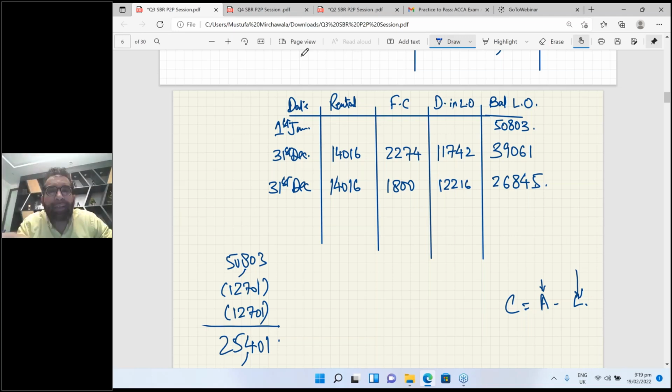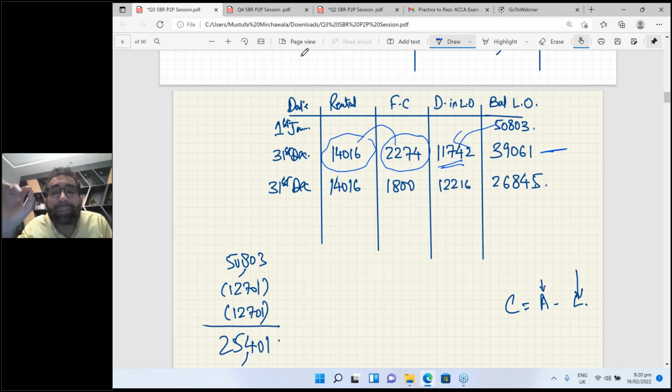So now use your brain. Initially your lease obligation was 50803. In the first year, this was your total rentals and this is your interest. But you don't decrease your liability with the complete rental. You first take the difference between these two, and then you reduce with this amount. So initially your liability was 50803 and it decreased by this amount. So year end liability is this.